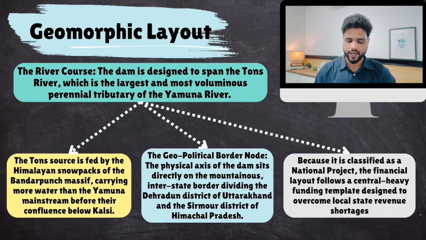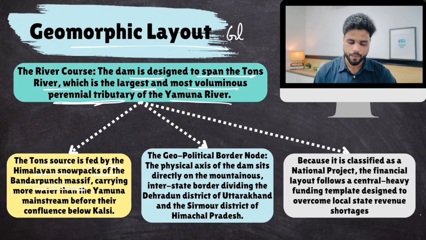Now, let's talk a bit more about this project. So, geomorphic layout. The dam is designed to span the Tons River, which is the largest and most voluminous perennial tributary of Yamuna River. Perennial means throughout the year. Tons is fed by Himalayan snowpacks of Bandarpunch Massif. Bandarpunch Glacier. It is a glacier that feeds Yamuna River as well as Tons River.